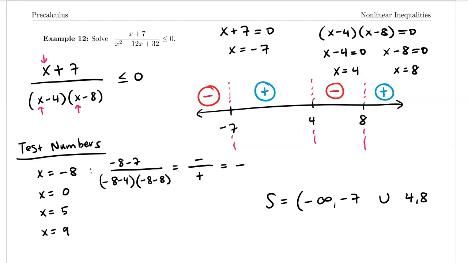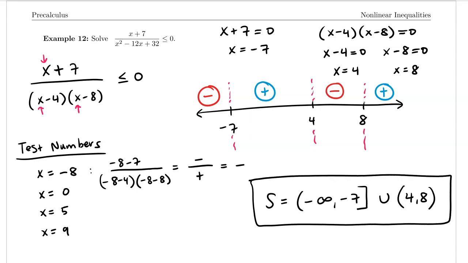Now, because my numerator is x plus 7, if I plugged in -7, that would make the numerator 0. And it doesn't matter what the denominator is, as long as it's not 0, which it's not if I plug in -7. So I'd have 0 divided by some non-zero number, which means our overall fraction will be 0, and 0 is less than or equal to 0, so it's part of our solution set. Now with 4 and 8, those are both going to make my denominator 0, which would make it undefined. So I do not want to include 4 or 8 in my solution set. So here is our final answer for example 12.